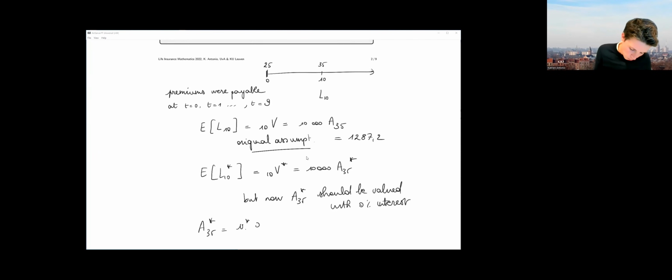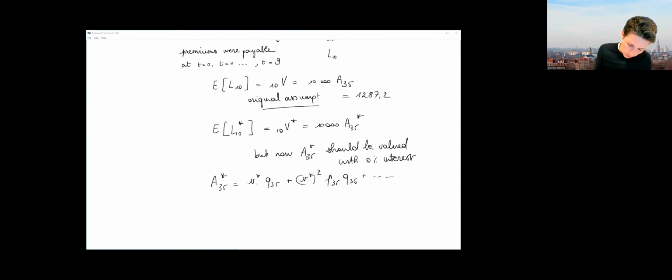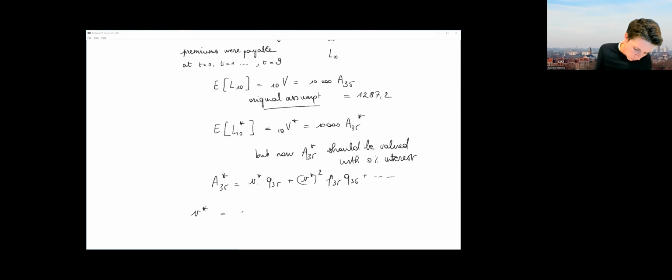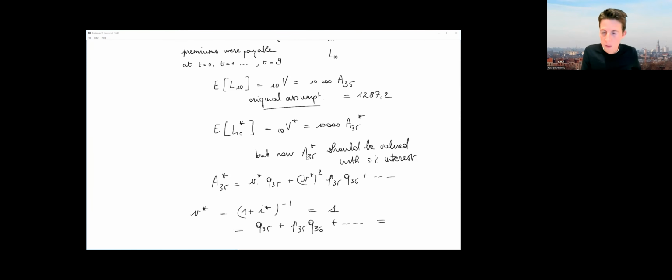It's going to be v star q35 plus v star squared, and then p35 q36, etc. And this v star is going to be (1 plus i star) to the power minus 1. But i star is 0, so it's going to be just 1. So at the end of the day, what do we have? We have q35 plus p35 times q36, and so on and so forth. So what is the EPV under this assumption?